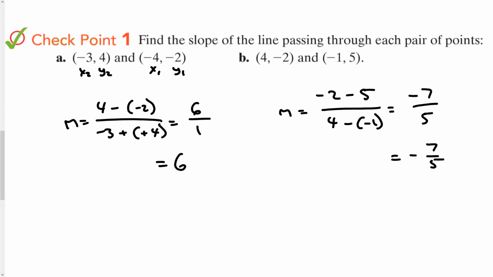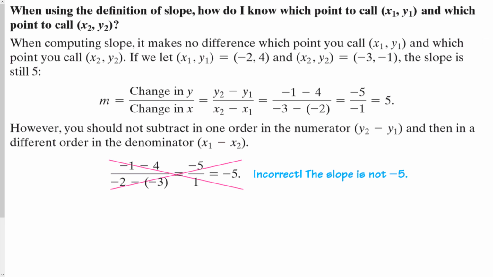Okay. So we can see that it doesn't really matter when using the definition of slope. How do you know which one to call x1, y1, and which one's x2, y2? When you compute slope, it makes no difference in which point you call 1 and which one you call 2. Okay? So if we let x1, y1 be negative 2, 4, x2, y2, the slope is still 5, right?